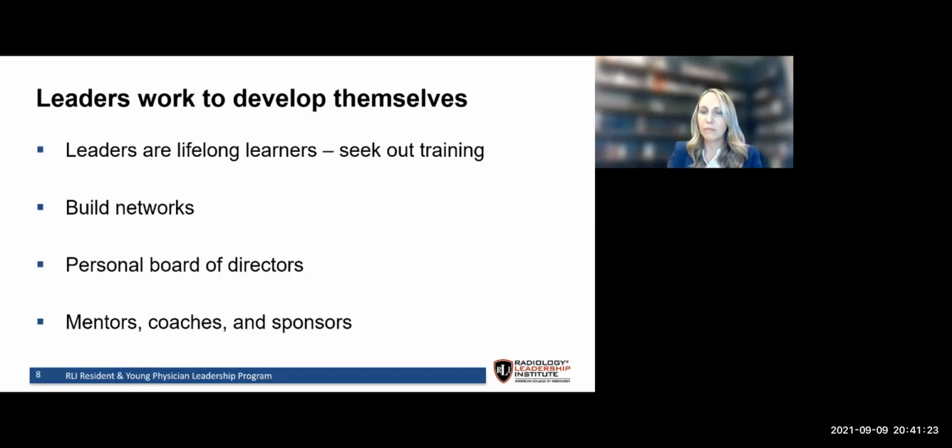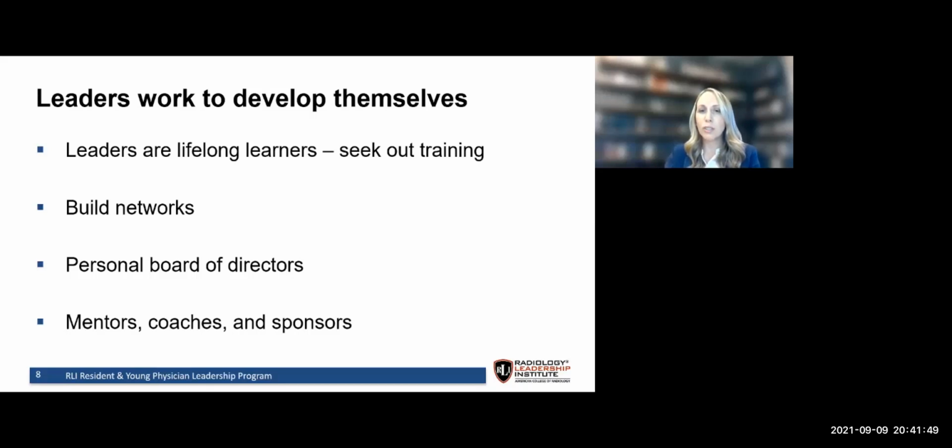Here's what else you need. This is a tactical approach. You need to build networks and go beyond your area of specialization, go into other departments, and build that personal board of directors. So what does that mean? Those are people that you surround yourself with that can give you advice on anything that comes up in your career, people from different paths and different areas of your life that you trust.